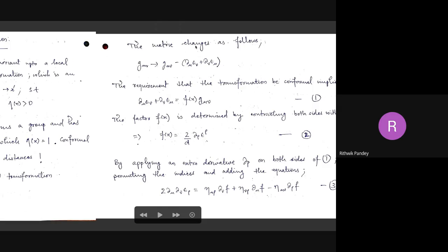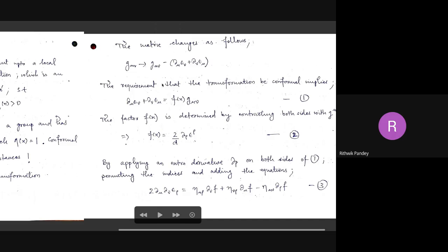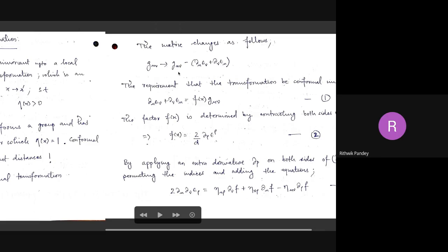Under such a transformation, the metric changes as follows. This can be easily computed. So g mu nu goes to g mu nu minus (del mu epsilon nu plus del nu epsilon mu), and here I am only taking terms up to first order because it's an infinitesimal transformation. The requirement that the transformation be conformal, which means the metric should be scaled by a local factor, gives us that del mu epsilon nu plus del nu epsilon mu should be some f of x times g mu nu, where f of x is some function that we have to determine.